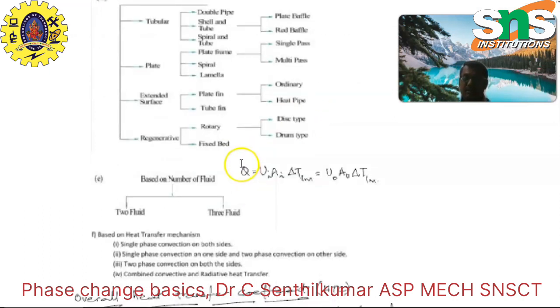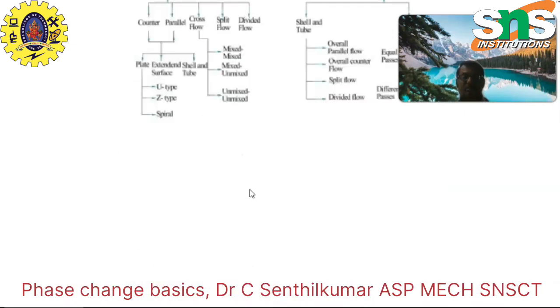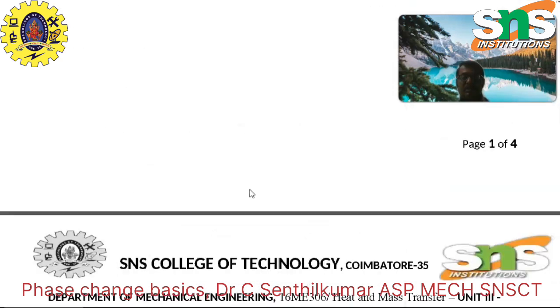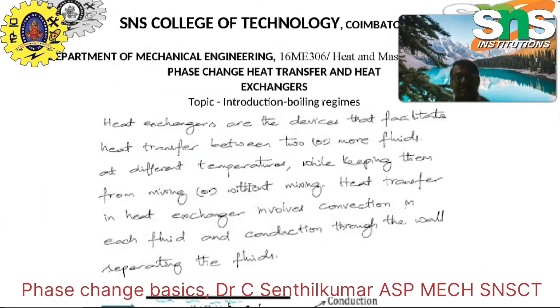Coming to the next one, based on number of fluids: 2 fluid and 3 fluid. So we know that Q = U A delta T. U is the overall heat transfer coefficient, A is area, delta T is change in temperature. So 2 fluid and 3 fluid based on the requirement. So these are the heat exchangers, and I hope you understood these concepts. Based on the heat exchanger type, we can choose the heat exchanger for phase change analysis for understanding the concept. So thank you very much.